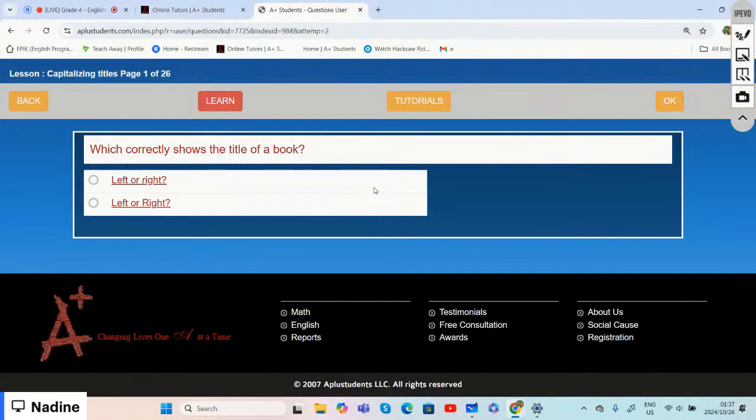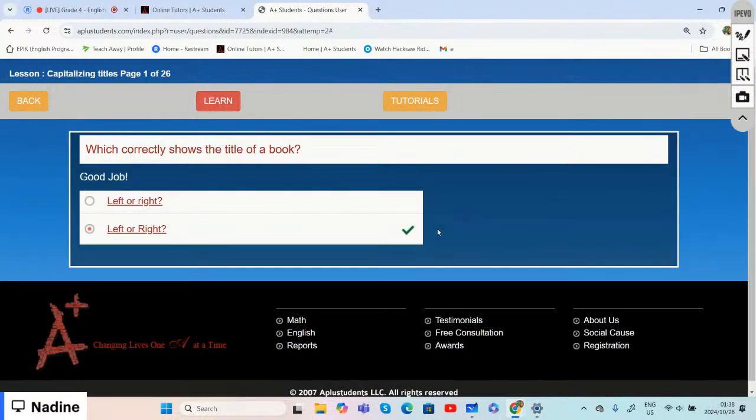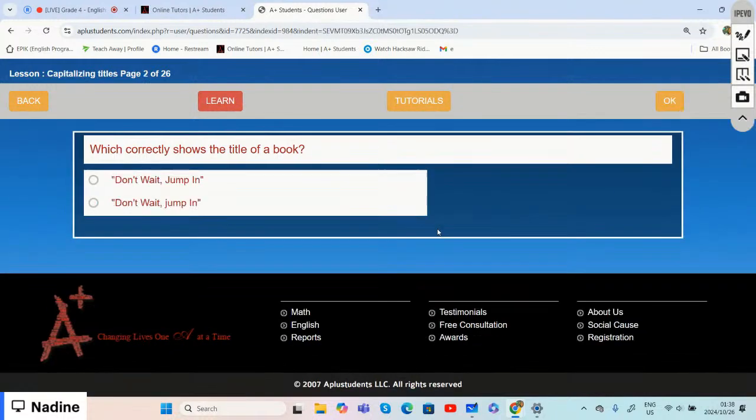All right. And if we were to choose the correct title of a book, we'll go with option two. We see the first word needs to be capitalized, the last word needs to be capitalized. So we'll go with option two. First word and last word need to be capitalized. So well done. Option two is correct.